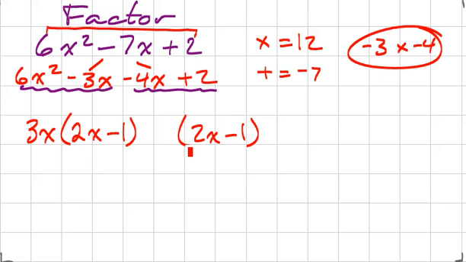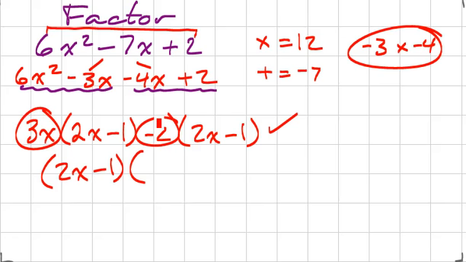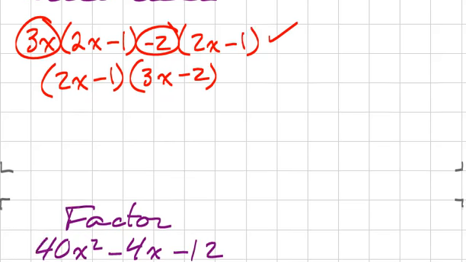Then ask yourself, what do you multiply 2x by to get negative 4x? And it has to be a negative 2. And does negative 2 times negative 1 equal positive 2? You guessed it, absolutely. So 2x minus 1 as your common factor. And the leftover bits out in front, 3x minus 2. Okay, and there are our factors.